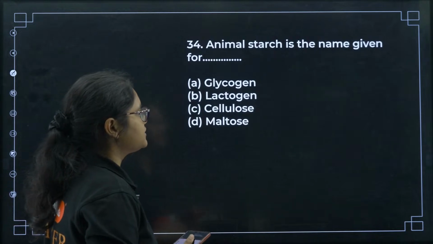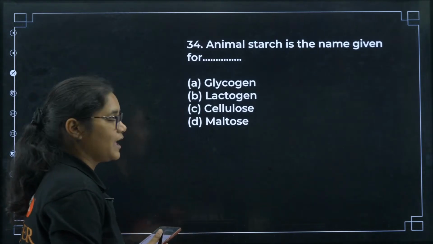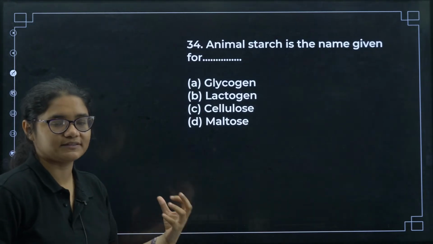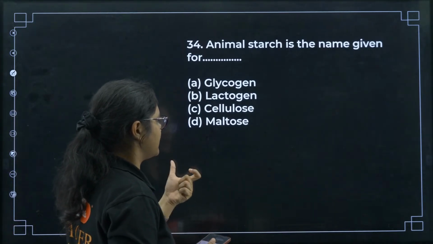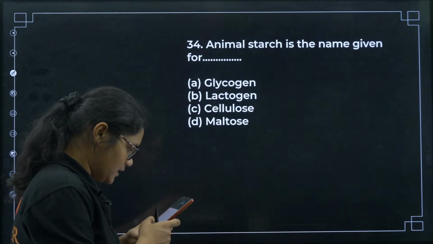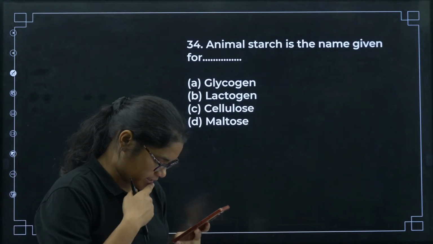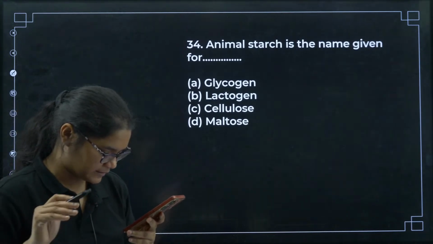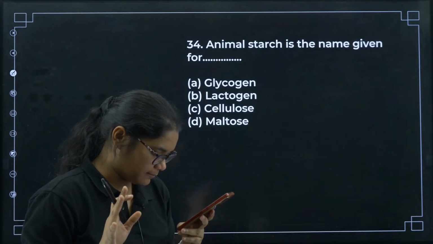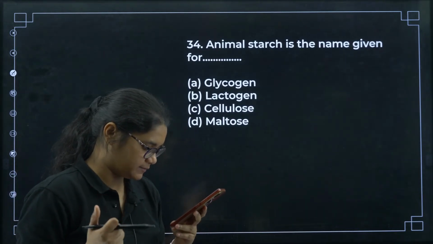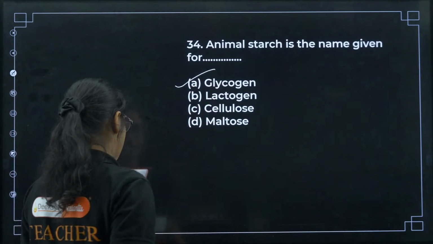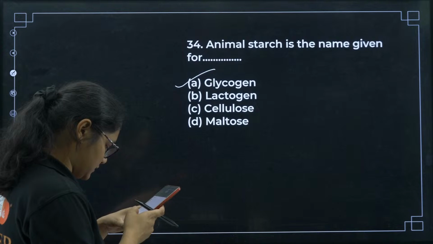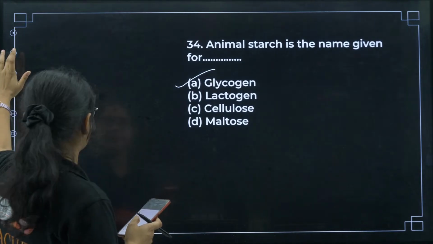Next, animal starch is the name given for. So the starch present in animals is called glycogen, lactogen, cellulose or maltose. Very easy question this one, students. Yes, 34, all of you have answered correctly. Teju, Rahman, Dhanyashri, Vasu. Yes, very good. All of you have done correctly. 34A is correct. Glycogen is the correct answer here. All of you have answered correctly again.